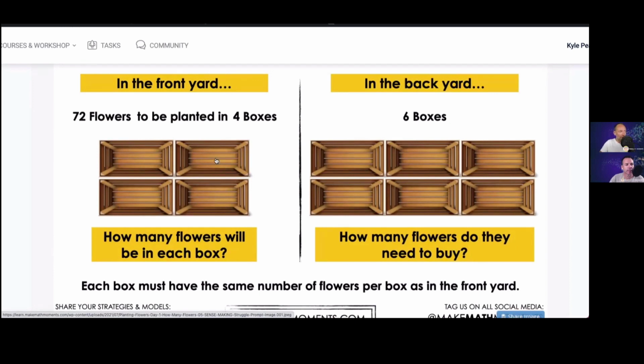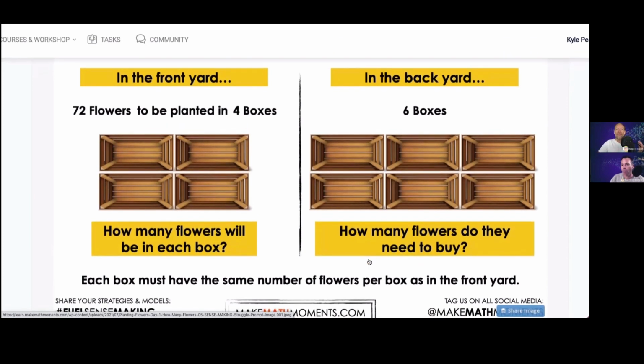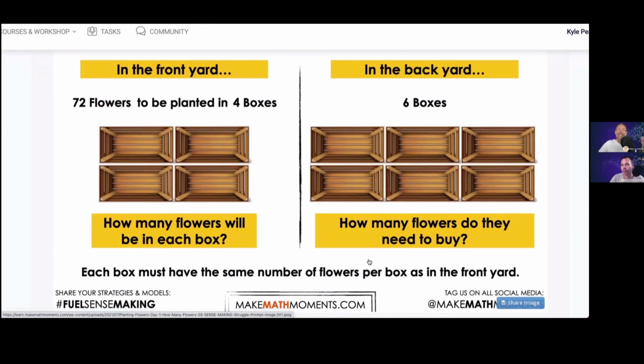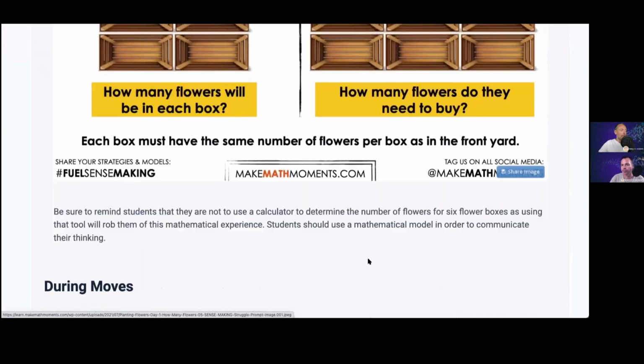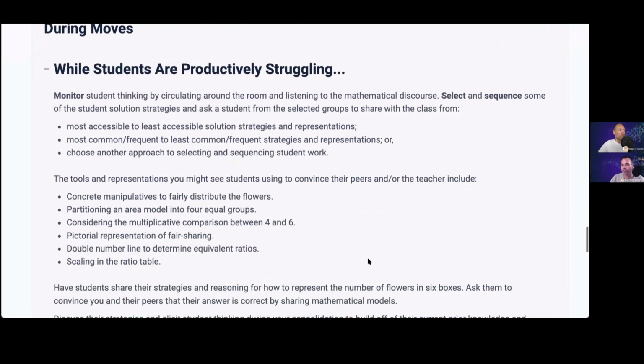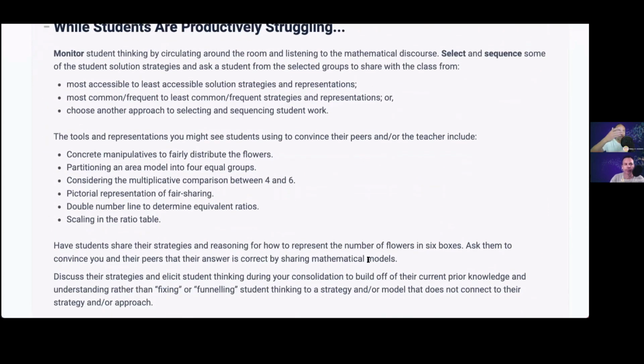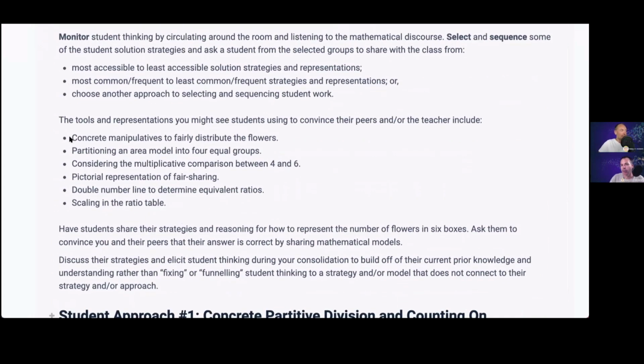You'll notice the boxes here are from a top view, which is really going to hopefully promote this idea of arrays. And then maybe in the consolidation, we can help them get closer to a linear type model that they can leverage with any type of multiplicative problem, any type of ratio problem. And as you'll see in our during moves here, we do reference the monitoring and selecting and sequencing, and we give some guidance on how you might do that with this particular problem, what you might see, some of the tools and representations.